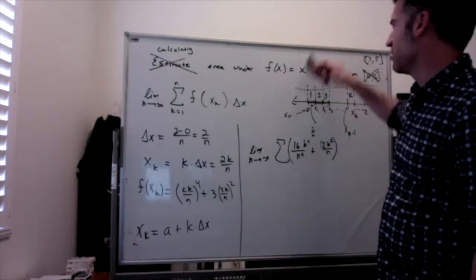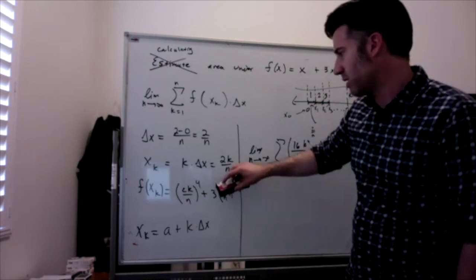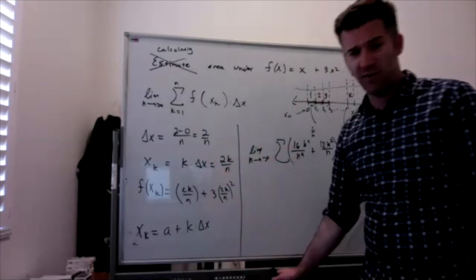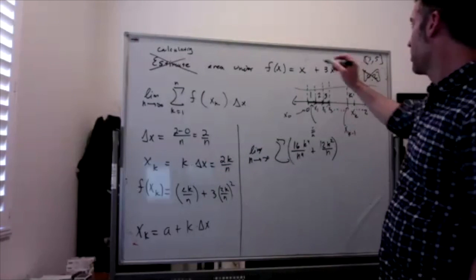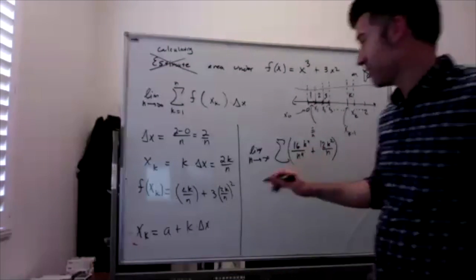Let's do x cubed. I feel like we did x cubed last time. No, we didn't. I'm just making things up. There is a formula for k to the 4th, I don't really want to look it up right now though. So let's just do this one. Let's say it was x to the 3rd plus 3x squared. Sorry about that.